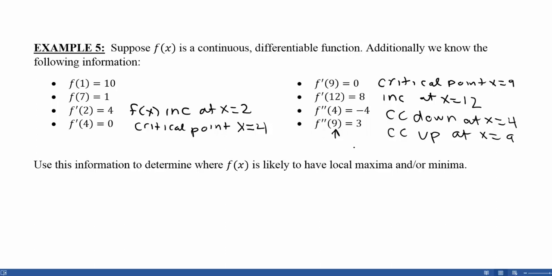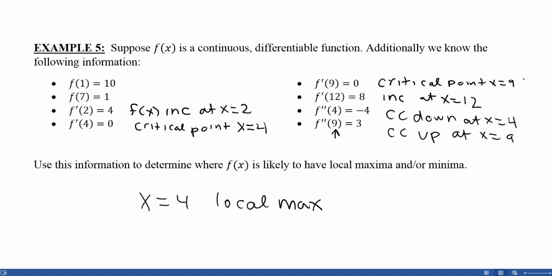So looking at the big picture now with all the things I know, I'm really interested in what's happening at the critical points because I know that that's where I'm likely to have local maxes and mins. So I have a critical point at 4 and a critical point at 9. But then I also have information about the second derivative at those points. So at 4, my function is concave down. So if I have a critical point at 4, and I know that the second derivative is negative there, and I'm concave down, that tells me that x equals 4 is going to be a local maximum.